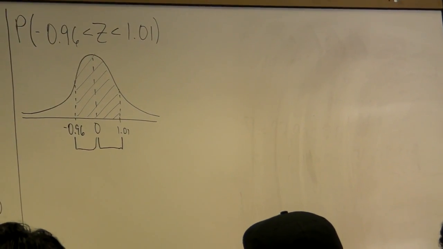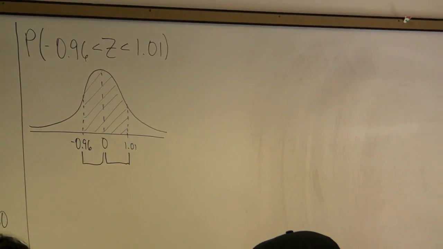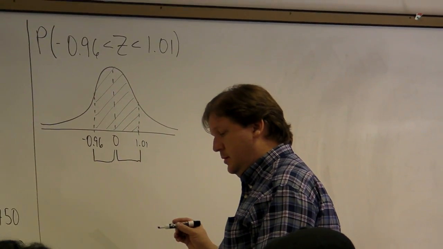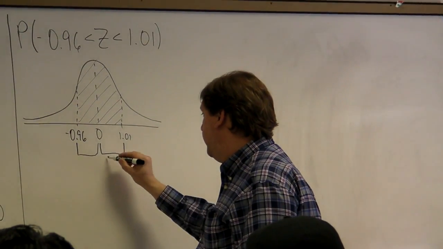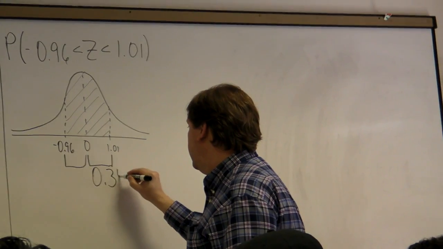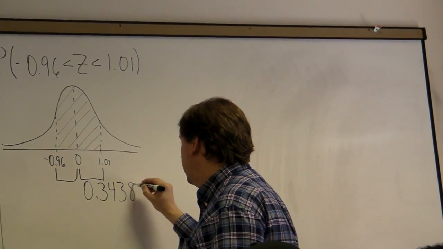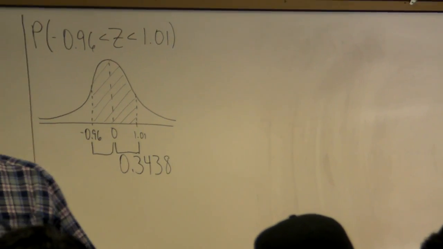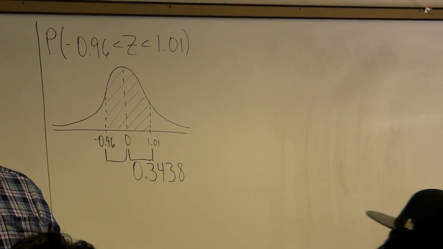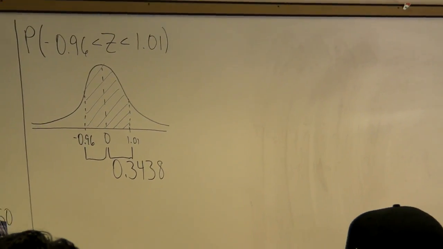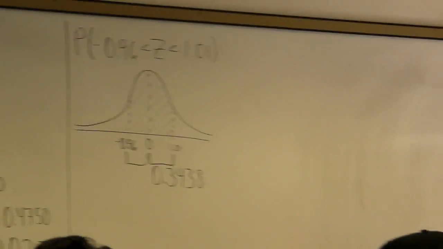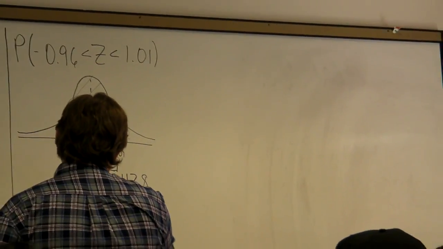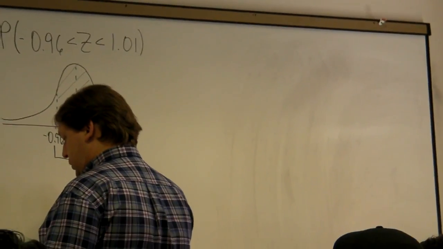If I find the area above 0, between 0 and 1.01, that gives me 0.3438. The probability of being between the mean and 1.01 standard deviations above the mean is 34.38%. I can find this area.